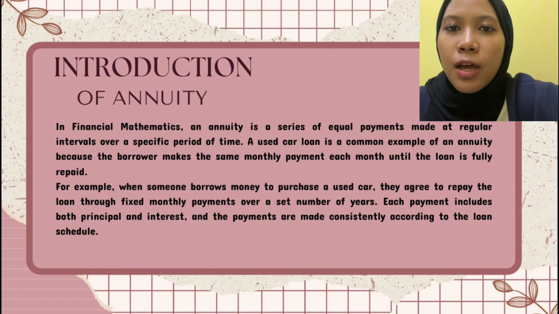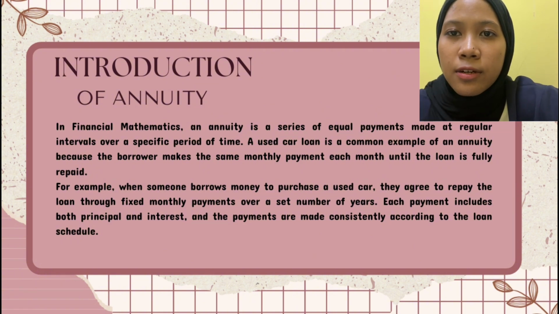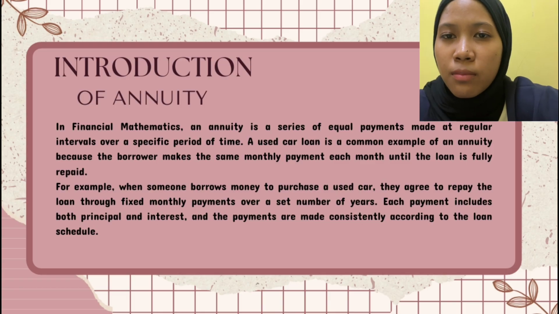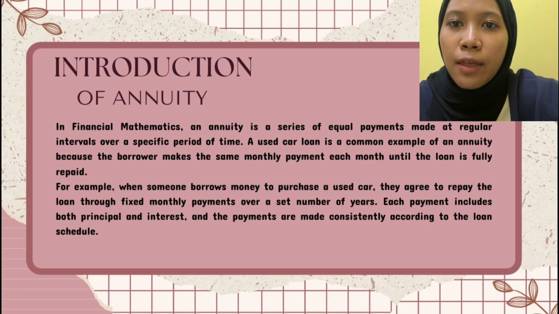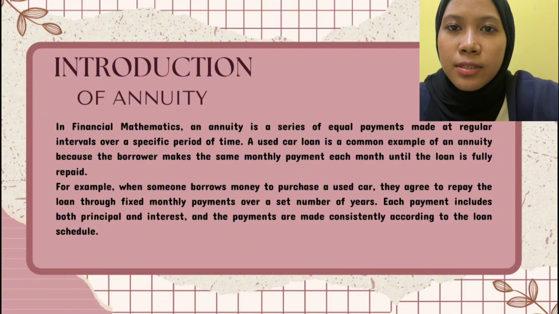For example, when someone borrows money to purchase a used car, they agree to repay the loan through fixed monthly payments over a set number of years. Each payment includes principal and interest, and the payments are made consistently according to the loan schedule.